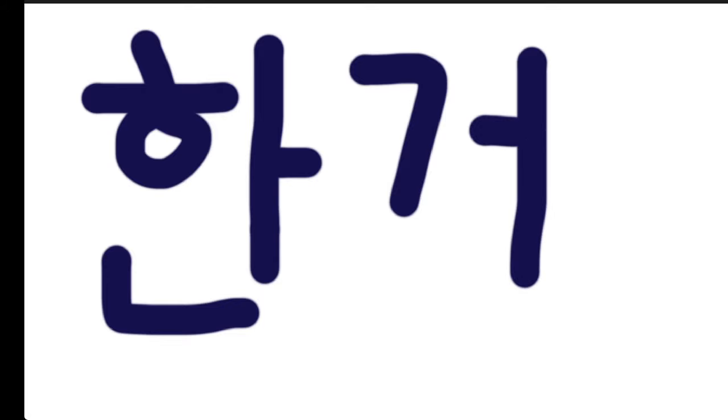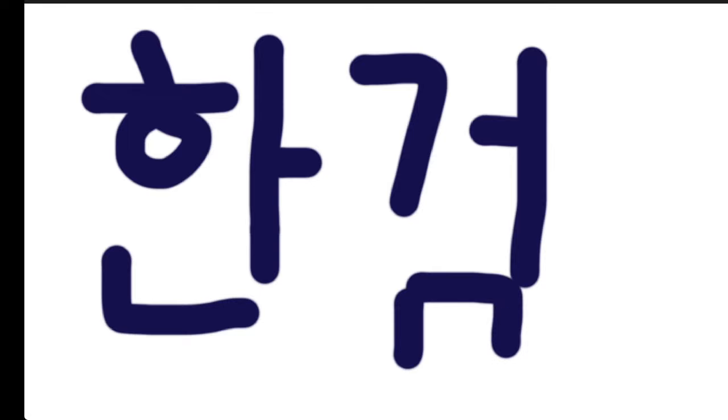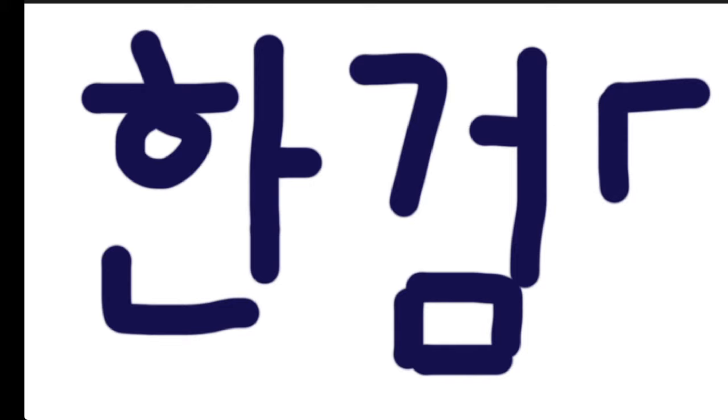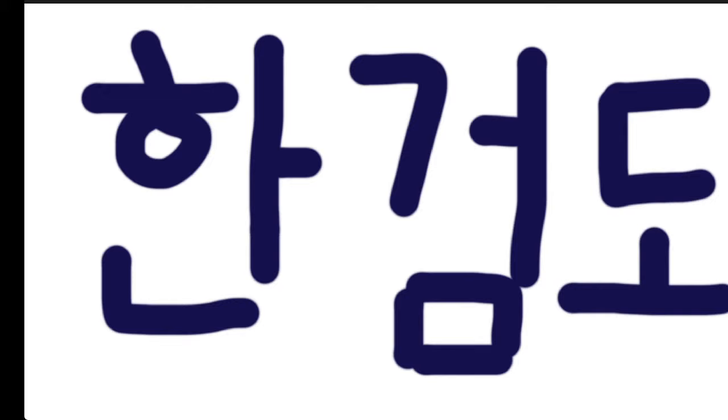And then K, O, Gom, so the M again. But then when we write Do, the O is a lying vowel, so that one is below the first letter. So here it says Han, Gom, Do.